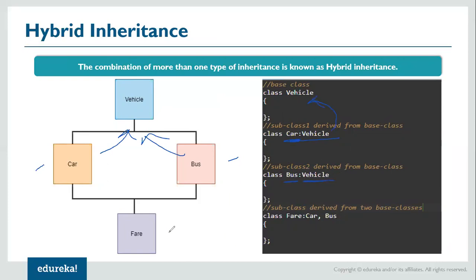Now you have a fare class, right, which in turn is extending car and a bus. So basically this kind of inheritance which is available in C++ is known as hybrid inheritance. Now, as I have already told you, you might be curious to know which one to use when. As such, there is no specific rule or guideline, but depending upon the problem statement that you are trying to solve, you should use either one of them.